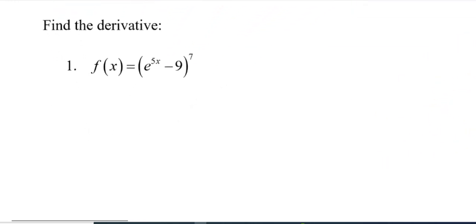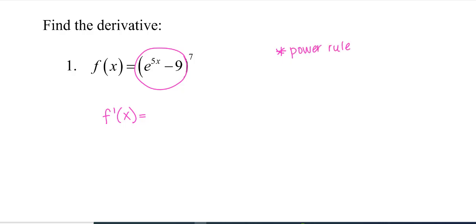Okay, so hopefully those derivatives are sort of in your memory bank already, and let's just apply them. Let's do a few examples here. If I'm given the function f of x equals the quantity e to the 5x minus 9, all raised to the 7th. This overall is power rule because I'm taking all that stuff to the 7th.